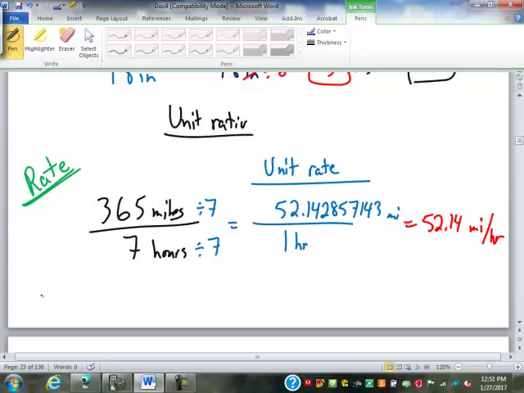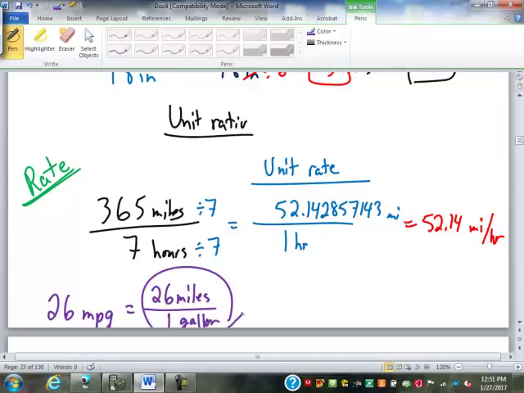We might do, let's say that on this trip, Tate gets 26 mpg. What's mpg stand for? Miles per gallon. So 26 mpg really means this, 26 miles per 1 gallon. When we see 26 mpg, we need to think this, because this is the form we need it in to calculate with it. So let's do some examples.